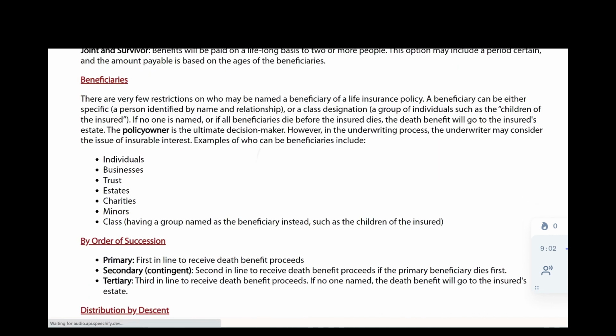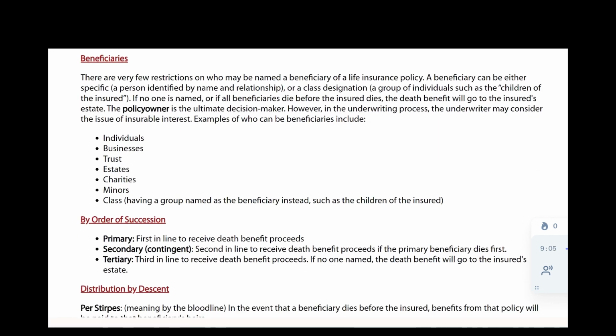Beneficiaries. There are very few restrictions on who may be named a beneficiary of a life insurance policy. A beneficiary can be either specific, a person identified by name and relationship, or a class designation, a group of individuals such as the children of the insured. If no one is named, or if all beneficiaries die before the insured dies, the death benefit will go to the insured's estate. The policy owner is the ultimate decision maker.